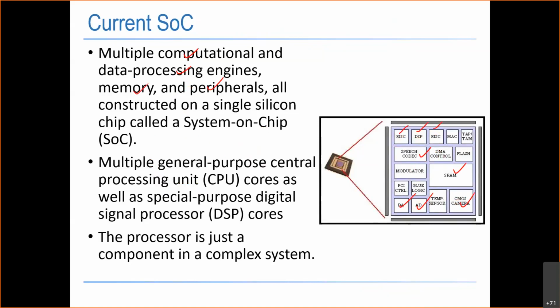So later we can have a look at some commercial chips out there and what they have inside the chip. Okay. So when you have a system on chip, it's not just a processor. So when you pick the chip, this is not a processor. This is a system on chip. So inside the system on chip, we have many components, plus we have a processor. So a processor is just a component in a complex system.